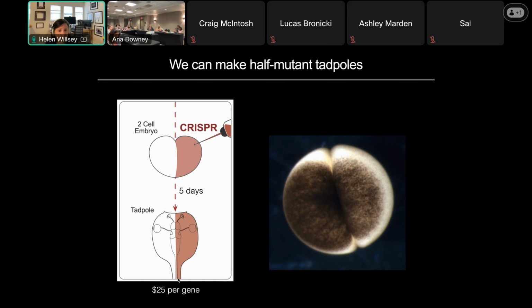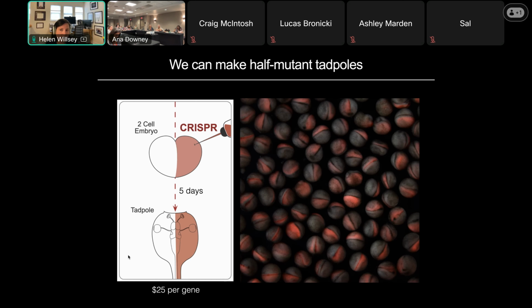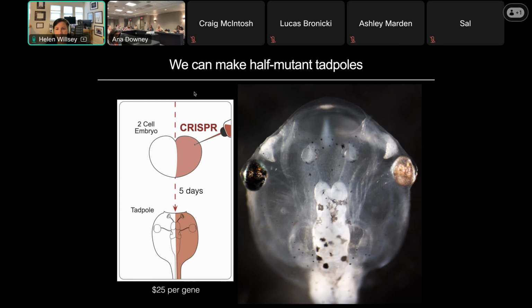And so this is quick. It's $25 per gene, so it's high throughput and scalable. So we're doing this for many different genes. This is our typical afternoon where we've made thousands of half-mutant embryos. And this is right after the neural tube has closed, so still kind of early in brain development.